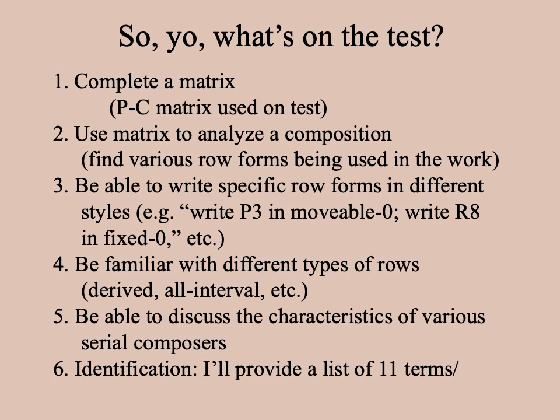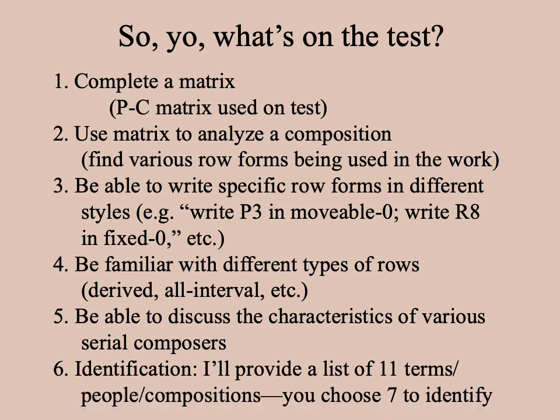So understand those things. And then the last thing is I'm going to give you a list of 11 terms. It could be a term like combinatoriality. It could be the name of a person like Milton Babbitt or something like that. Or it could be like definite compositions. And I'm going to want you to choose 7 of them to identify. And the identifying is going to be basically about what do they have to do with serial composition? How are they an important element of atonal music? So that's what I want you to do.